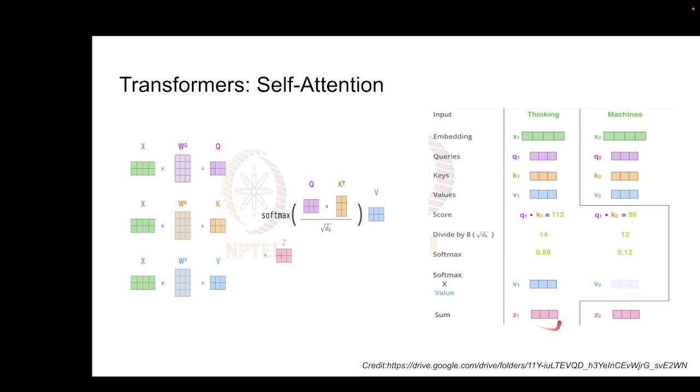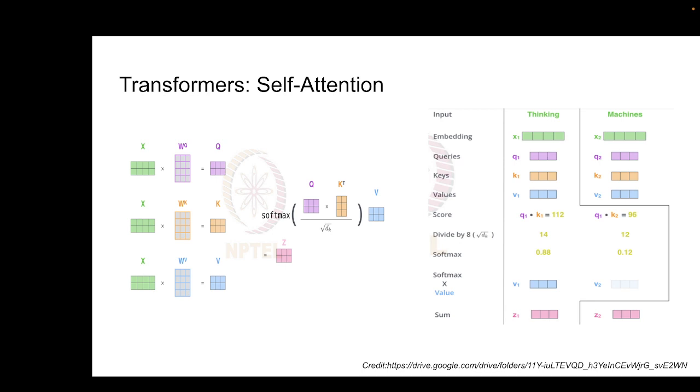This z1 consists of a combination of information from both thinking and machines, where I am trying to see, given the original embedding of thinking, what context information I can gather from the other words as well, and the combination leads to z1. This z1 we are going to concatenate with x1 in order to get much more context-rich information. That is what is known as self attention.